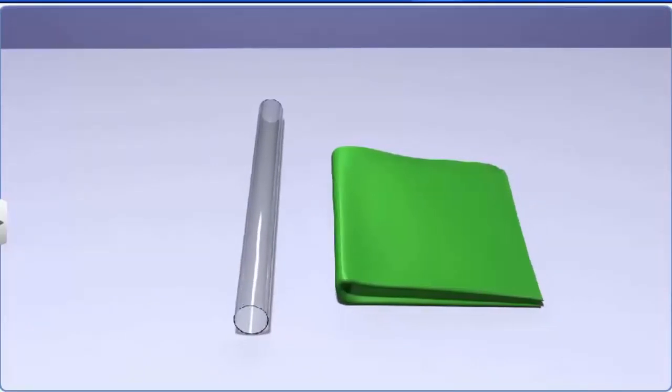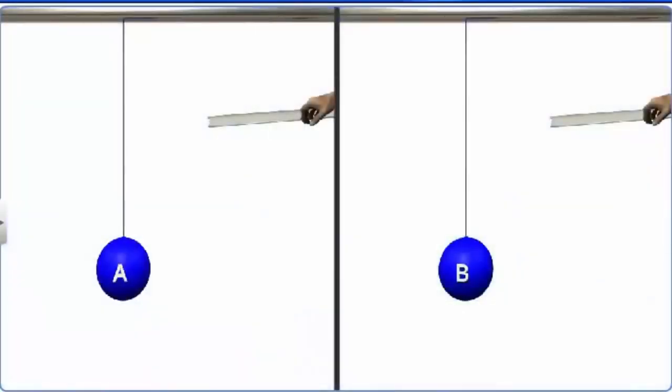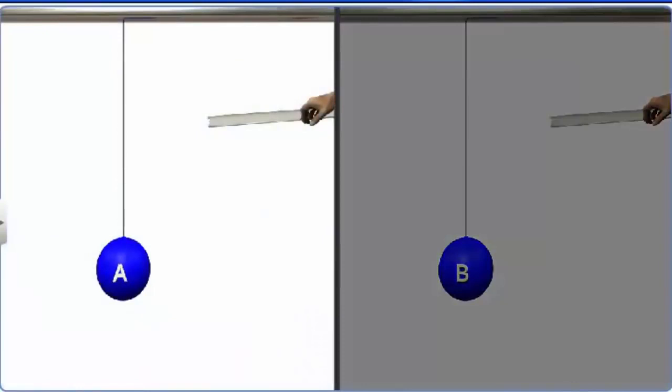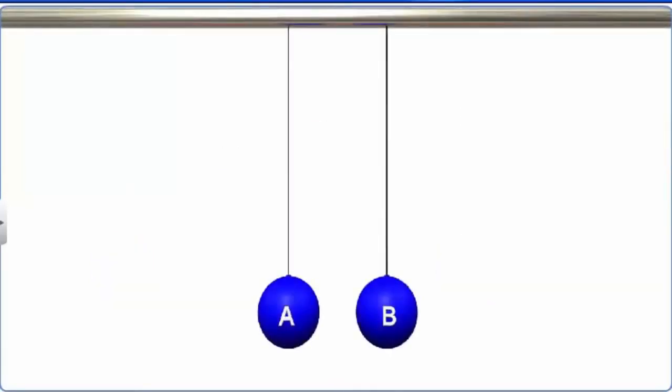Now, bring one charged glass rod in contact with a pith ball and then separate them. Then bring the other charged glass rod in contact with other pith ball and then separate them too. When these pith balls are kept close to each other without contact, we observe that they repel each other.